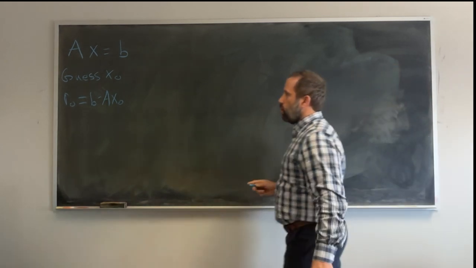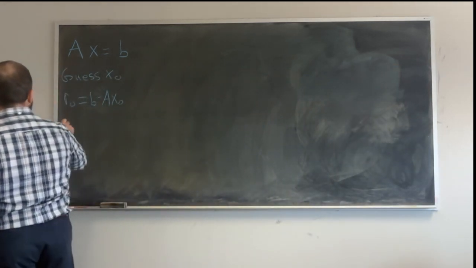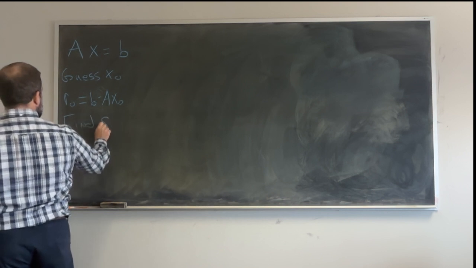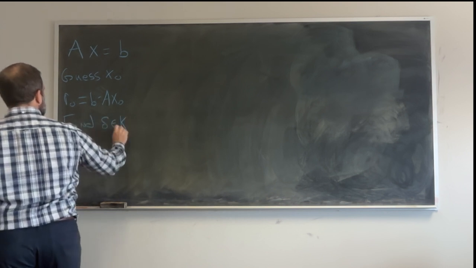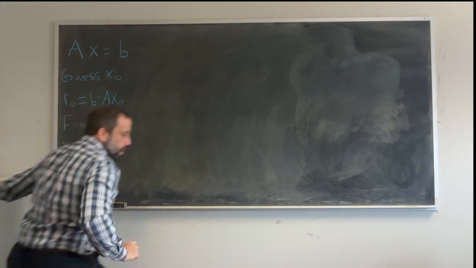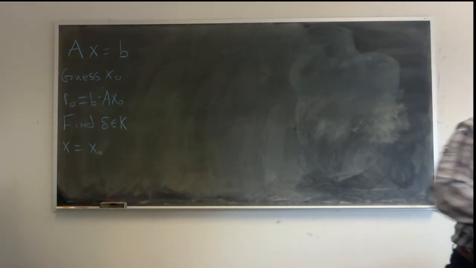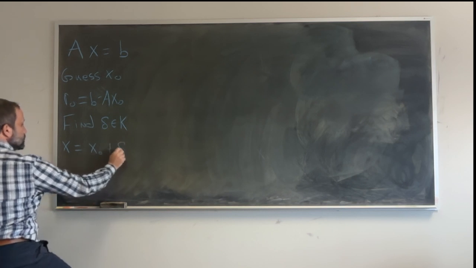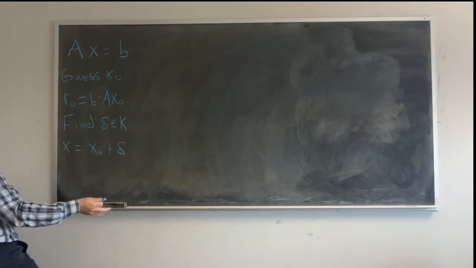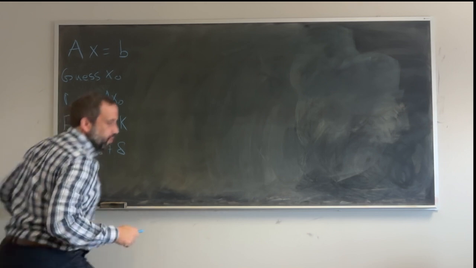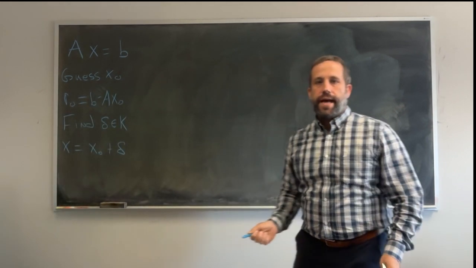Okay, and so our goal is to find some delta that lies in some smaller space than R^n, and we're going to form x. Excuse me. We're going to form x equals x naught plus delta. Delta is called the corrector here. Ideally, delta is going to be the exact difference between x star, the exact solution, and x naught.